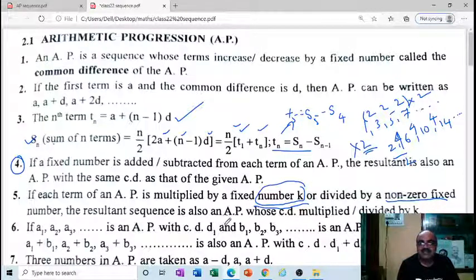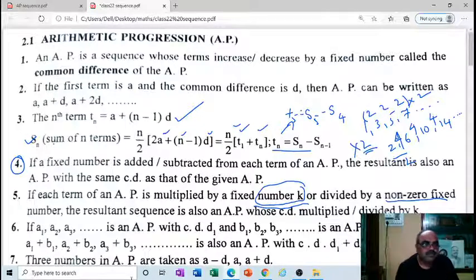The resultant sequence is an AP whose common difference is multiplied or divided by K. For example, if they are given 2, 6, 10, 14, and I divide it by 2, it becomes 1, 3, 5, 7. That means you see here, this 4 became 2, so you have divided 4 by 2. And 2 has become 4, so you have multiplied this common difference by 2. That's exactly what they are telling us with a concept called K.